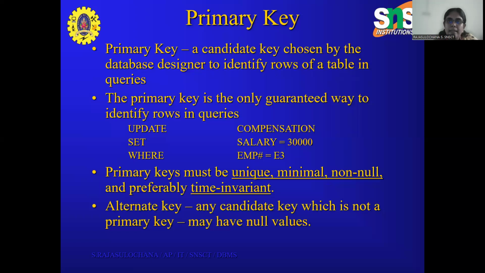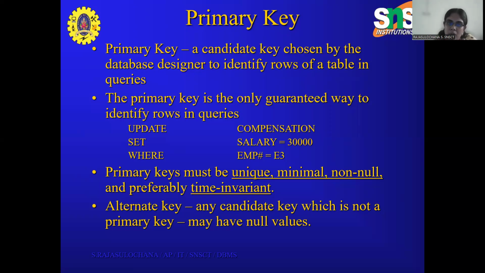Any key that helps in uniquely identifying the row of the table is called a primary key. For a given relation, there can be only one primary key. There cannot be more than one primary key for a given relation. This primary key has to be unique, minimal, it should not be null, and it should be time invariant. From time to time, the value of the primary key should not vary. These are the properties of a proper primary key.